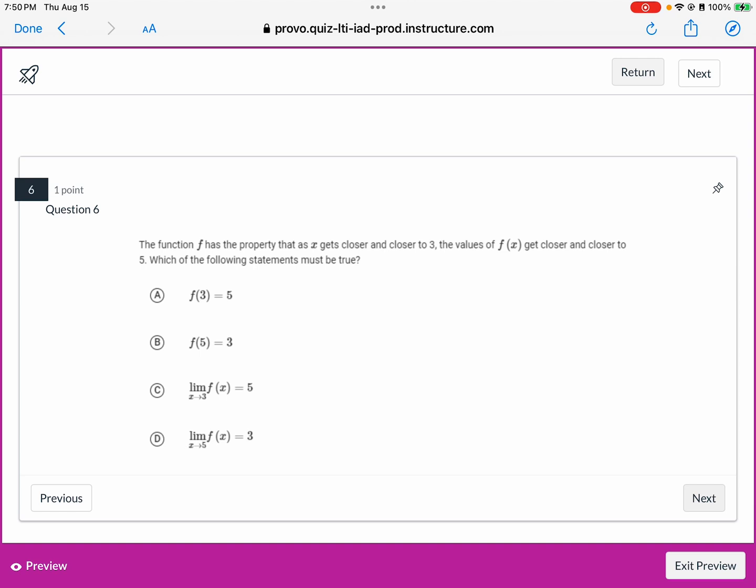Question 6. The function f has the property that as x gets closer to 3, the values of the function f of x get closer and closer to 5. Same thing, what would be the correct limit notation of that expression?